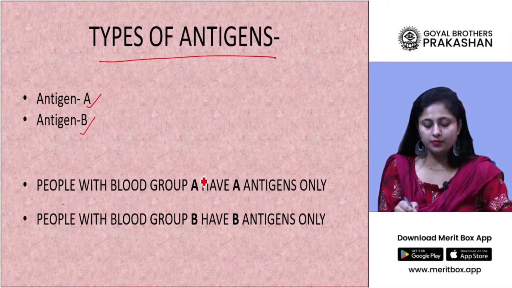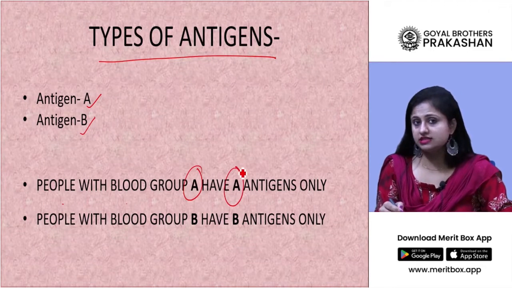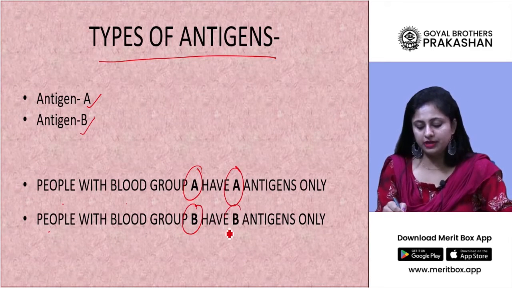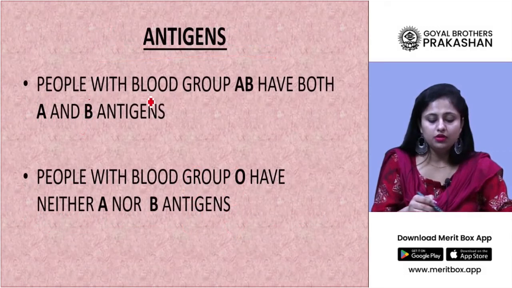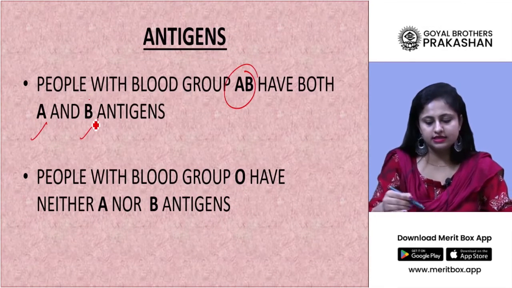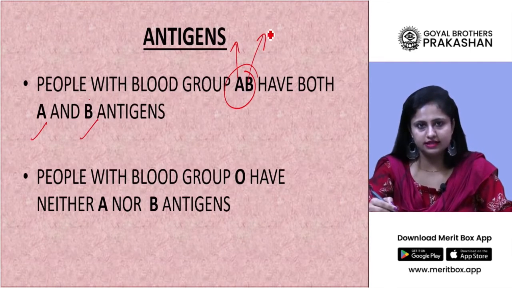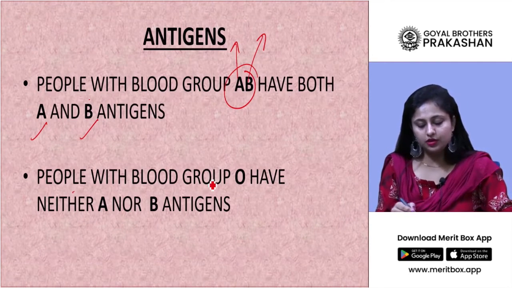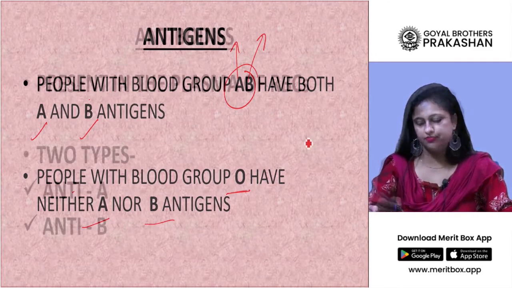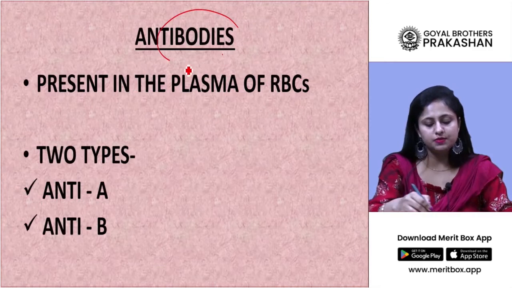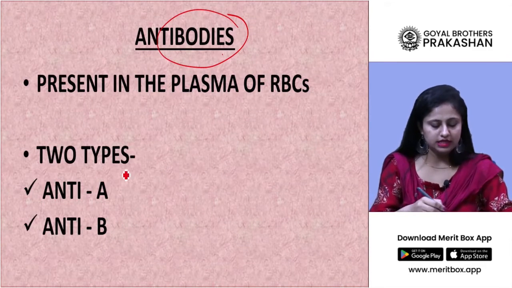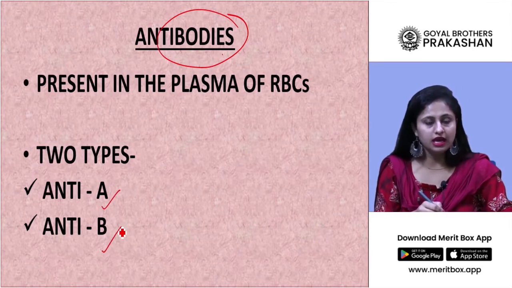People with blood group A have A antigens only. People with blood group B have B antigens only. People with blood group AB have both A and B antigens. People with blood group O have neither A nor B antigens. Now antibodies are present in the plasma, and there are 2 types, anti-A and anti-B antibodies.